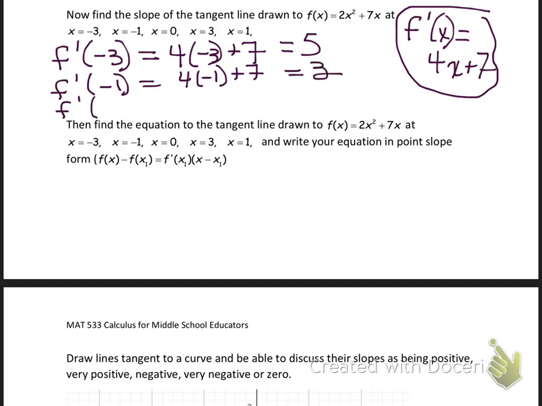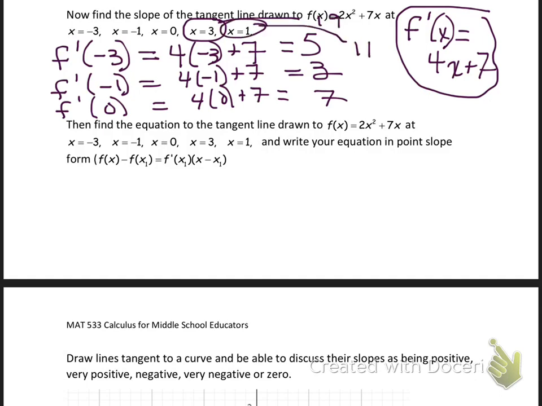If I want to figure out what the slope is when x is 0, 4 times 0 plus 7, that's going to be 7. And I can continue. If I plug in a 3 here, I will get a 19. If I plug in a 1, I will get an 11. So this is how you figure out what the slope is exactly at different x values. Your slope of the tangent line drawn to your function is very dependent on where you draw that line.